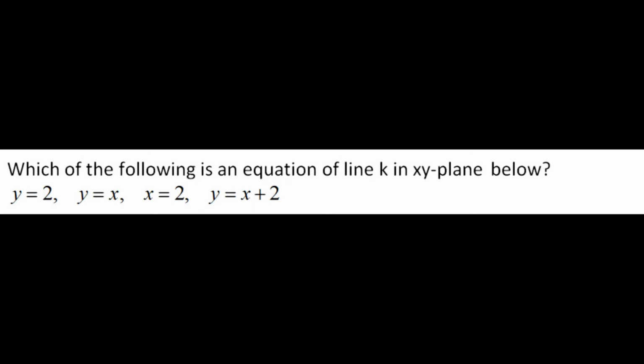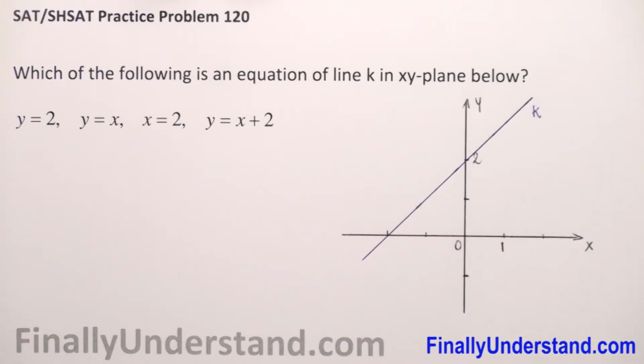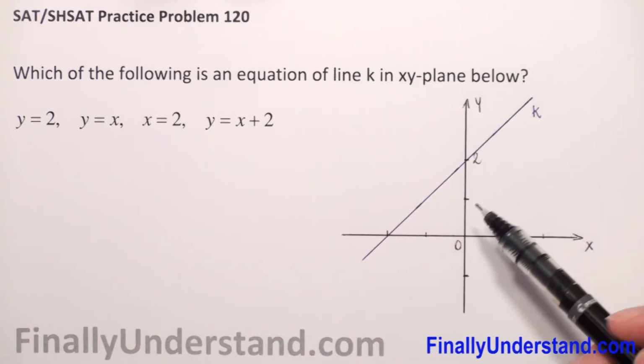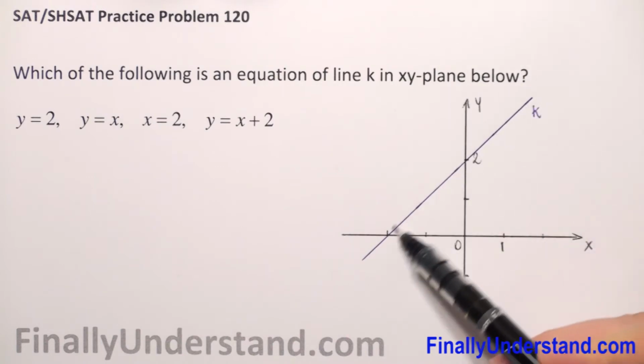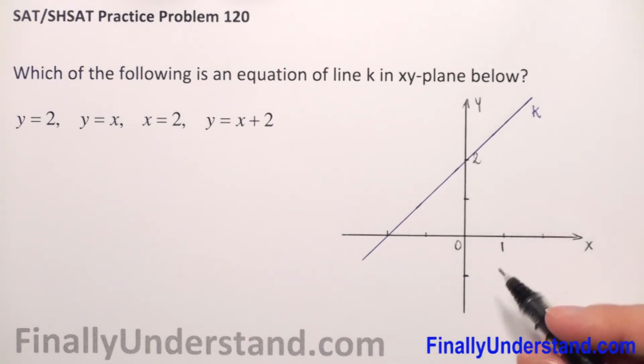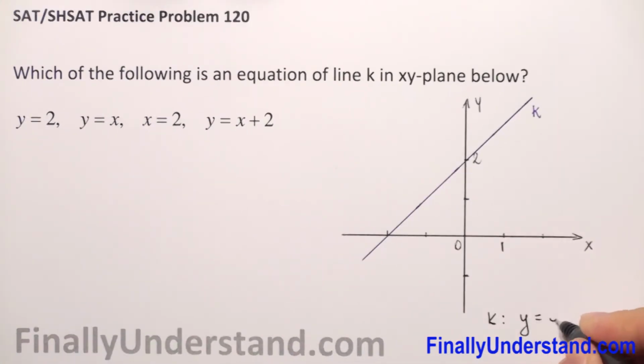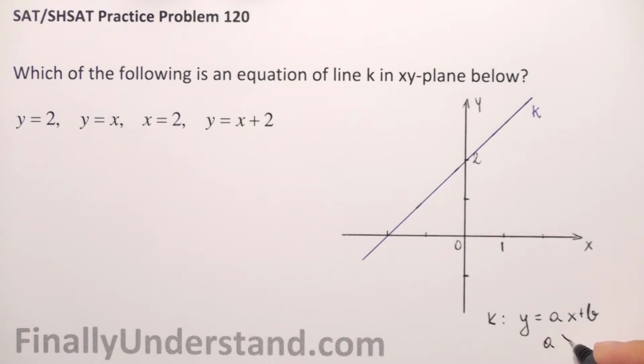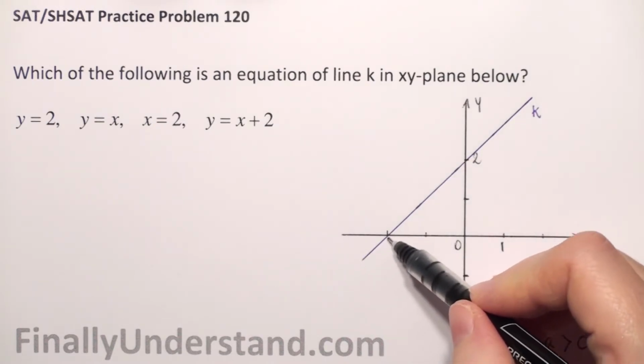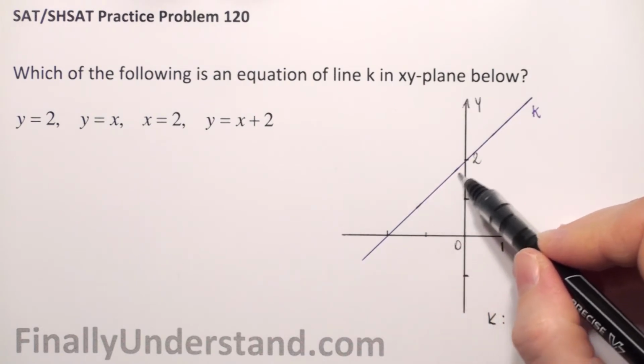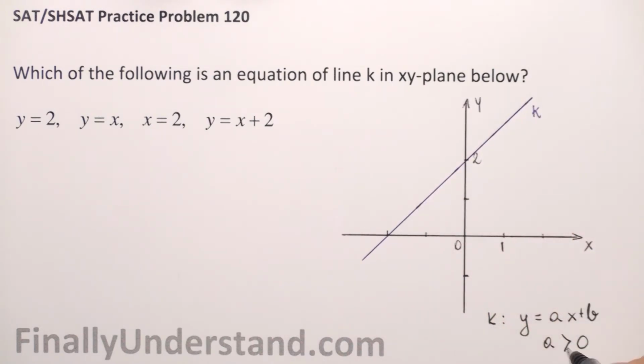Which of the following is the equation of line K in the xy plane below? What can we say about our line K? It's a straight line, so the equation of our straight line will be y equals ax plus b. A is the slope of our line K. A is positive because our function is going up. So A is for sure positive.